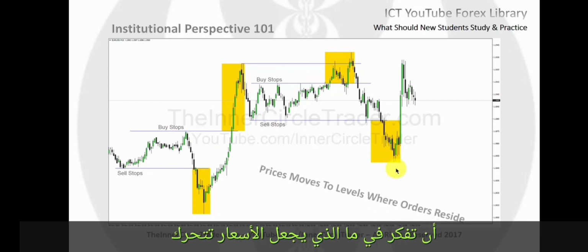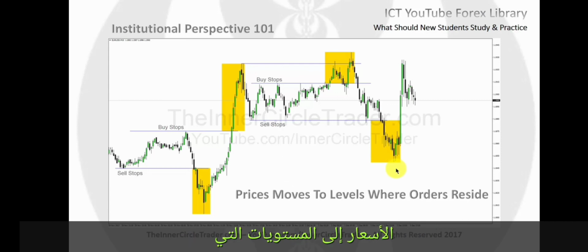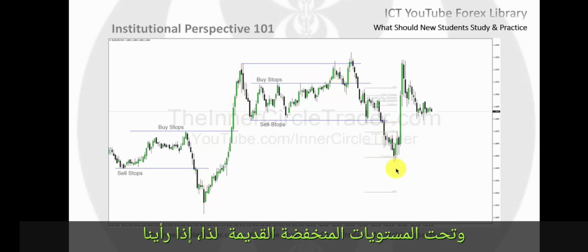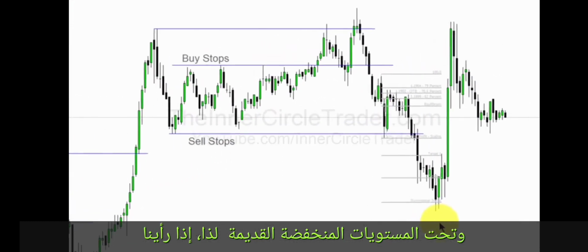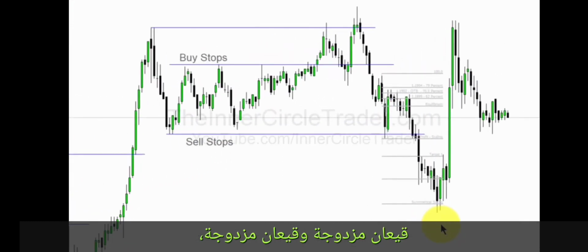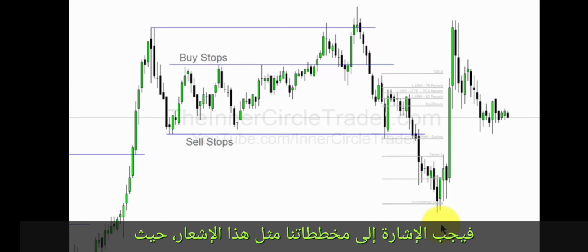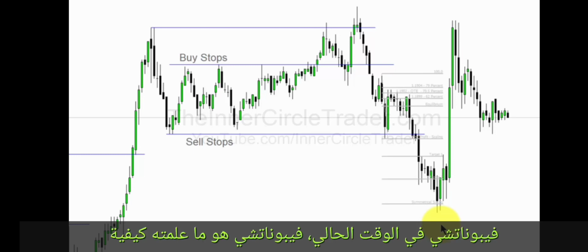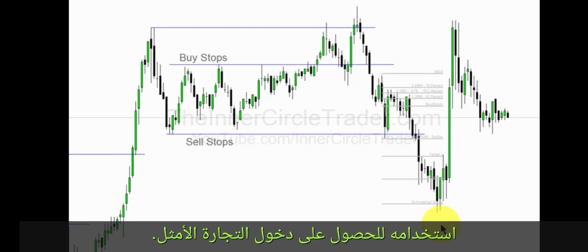I want you to think about what makes price move. Prices move to levels where orders reside. Now, orders reside above old highs and below old lows. So if we see double tops and double bottoms, our chart should be noted like this. Notice there is an absence of any kind of indicator, except for now the application of a Fibonacci. The Fibonacci is what I taught to use to get the optimal trade entry.